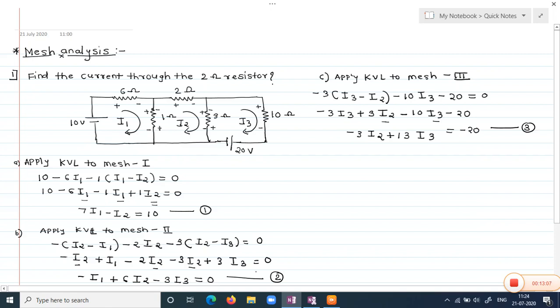means you will get 3 equations if you apply KVL to the meshes. Okay, 3 meshes are there, you will get 3 equations. Then you have to write the equations in matrix form. Suppose we are writing the equations in matrix form. So we have to write the equations I1, I2, I3 in terms of V1, V2 and V3.